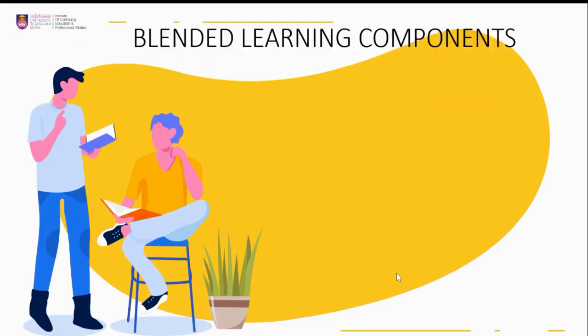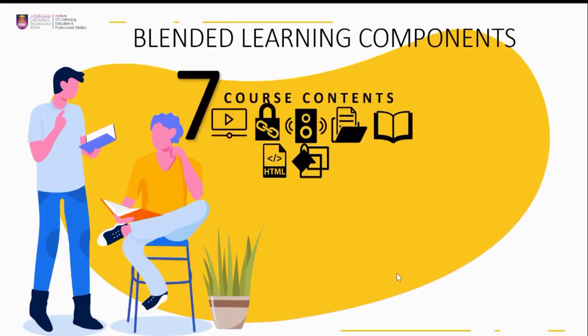So next, we are going to talk about the blended learning components. Basically, there are three main components. First one, you must have at least a minimum of 7 course contents, which can be in the form of course information or even course materials provided by your lecturers. It can be either in the form of notes, PDF, or even videos.